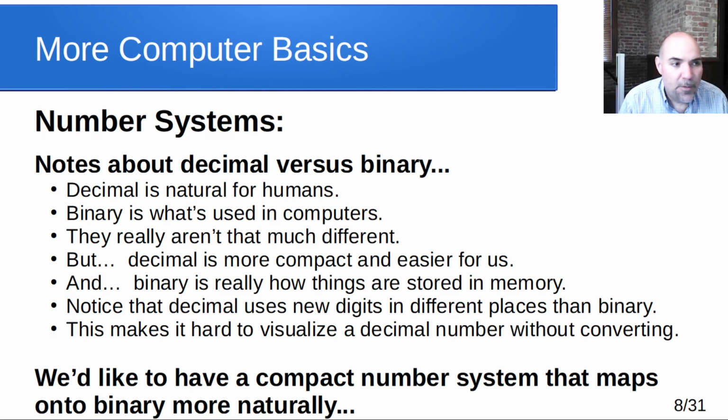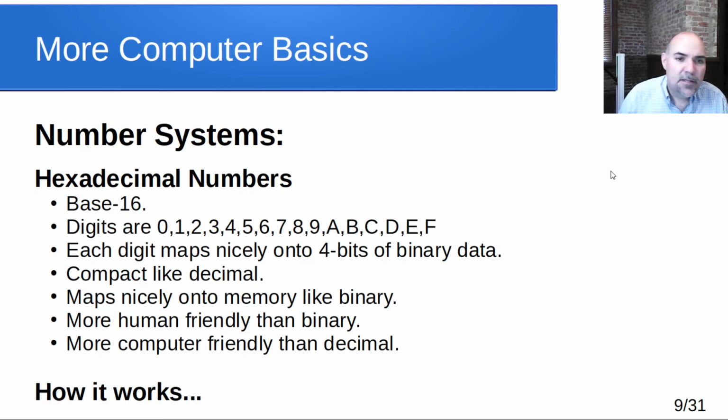process. So what we'd like to have is some sort of more compact system, kind of like decimal, but one that matches very naturally onto the way the computer actually stores numbers in binary. And so that's what we're going to take a quick look at today, this other number system called hexadecimal. Where decimal is base 10 and binary is base 2, hexadecimal is base 16. And there's a good reason for that we'll look at in a second.